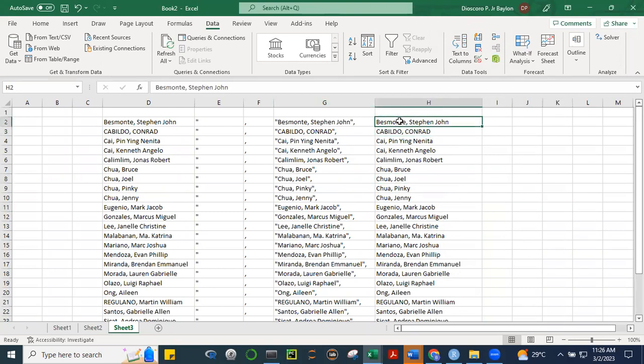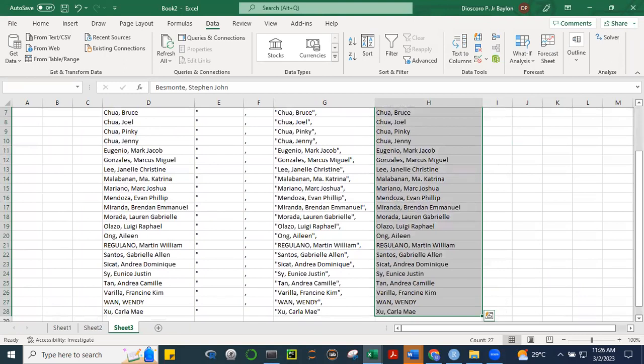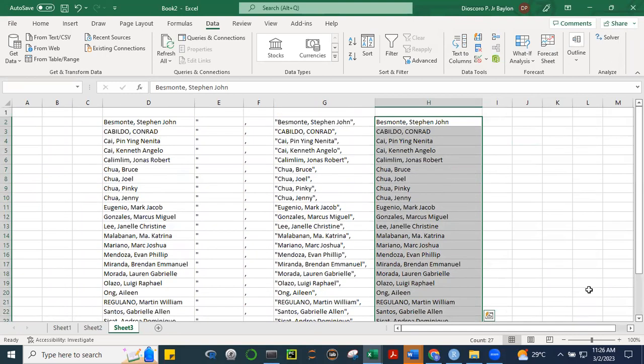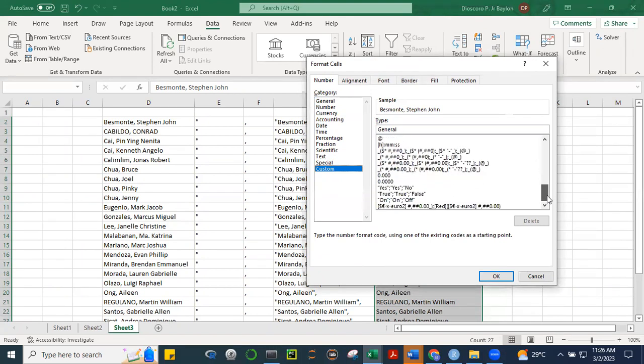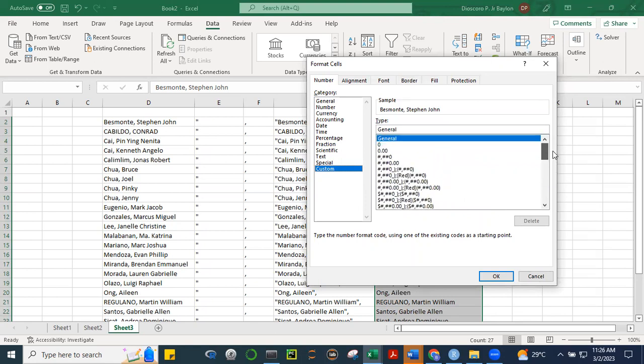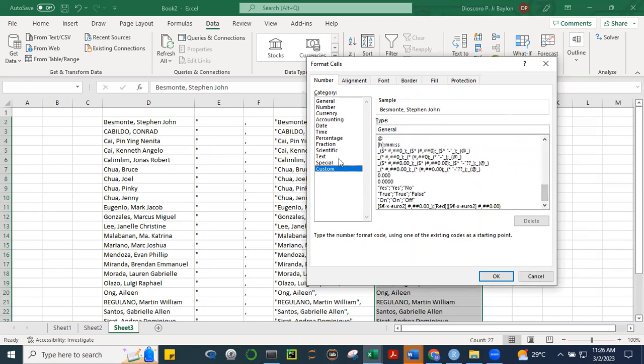Let me see, because sometimes I noticed that it does not work in Excel. So Control 1, I'm going to format this, custom format. Okay, did I save that? Supposed to be here. Okay, anyway, so I can do custom, and then I can do the type here. It will be slash, and then quotes. Okay, and then at.